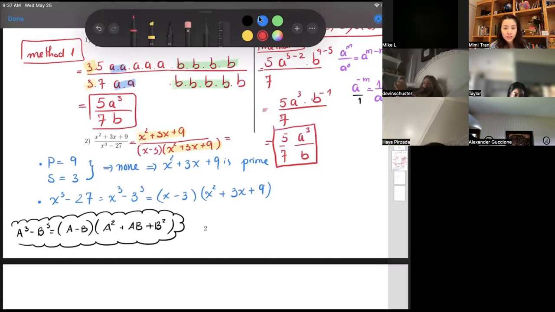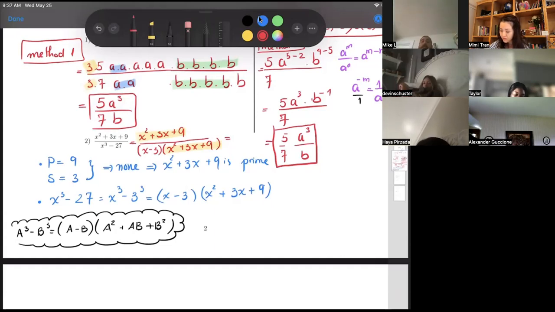What's left on the top? Not 0. 1. 1, right? Because this is the same thing as times 1. Of course, I'm not going to write it. So 1 over x minus 3, and that will be your final answer.